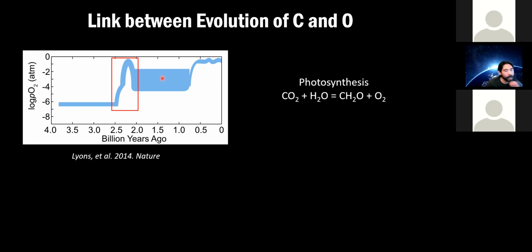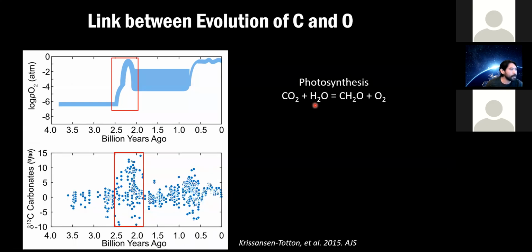And so I was talking about how I'm hoping to talk about the links between the evolution of carbon and oxygen. And we can see through this simple photosynthesis reaction that carbon and oxygen are intimately related. And so the evolution of carbon and oxygen in the atmosphere could be affecting the other.